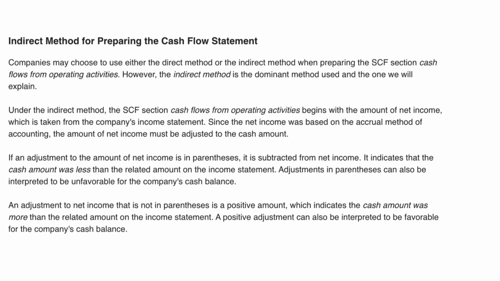Since the net income was based on the accrual method of accounting, the amount of net income must be adjusted to the cash amount. If an adjustment to the amount of net income is in parentheses, it is subtracted from net income. It indicates that the cash amount was less than the related amount on the income statement. Adjustments in parentheses can also be interpreted to be unfavorable for the company's cash balance. An adjustment to net income that is not in parentheses is a positive amount, which indicates the cash amount was more than the related amount on the income statement. A positive adjustment can also be interpreted to be favorable for the company's cash balance.